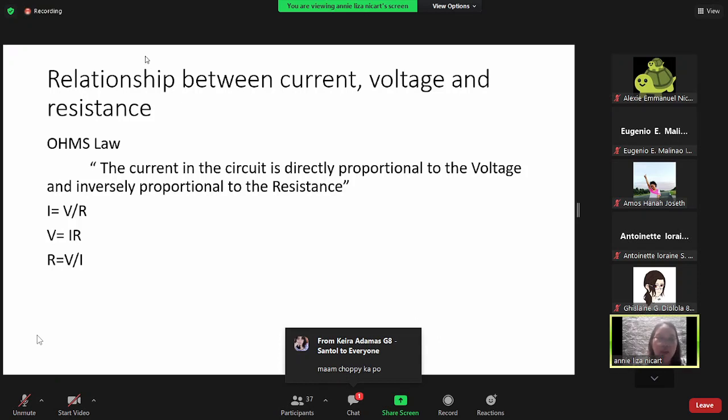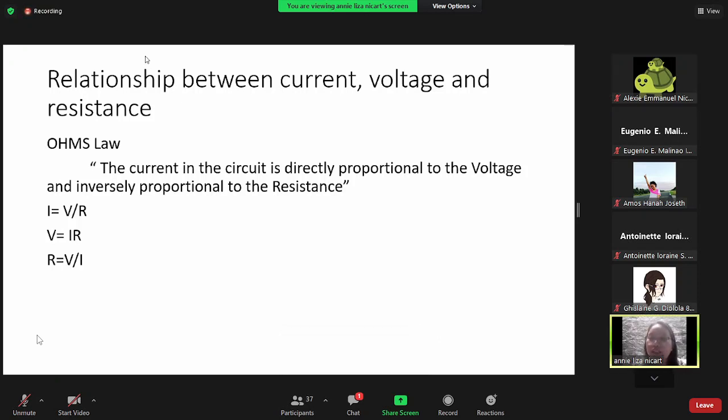Correct. If we double the voltage and we also double the resistance, what will happen to the electric current? Will it increase, decrease, or stay the same? Same. Okay, the electric current stays the same. Correct.